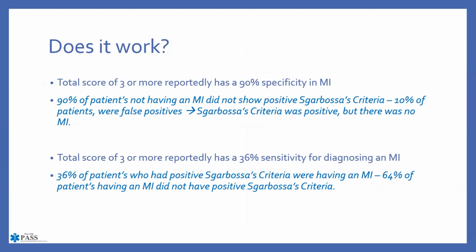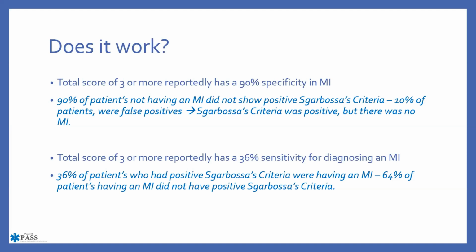So does it work? Well, the answer is yes, based on the research that is out there. If we talk about specificity versus sensitivity, a total score of 3 or more reportedly has a 90% specificity in having an MI. So what that means is 90 patients that are not having an MI will not have a positive Sgarbossa criteria.